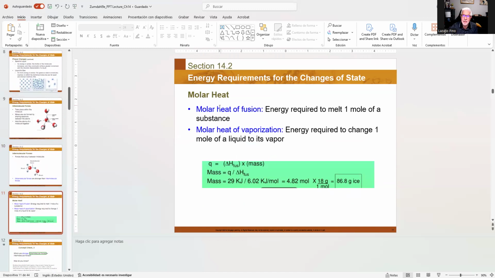Well, the molar heat of fusion is the energy required to melt 1 mole of a substance. And the molar heat of vaporization is the energy required to change 1 mole of a liquid to vapor. Here we have an example. What is the amount of heat that we need for a certain amount of substance? You can stop the video and you can see this sample.